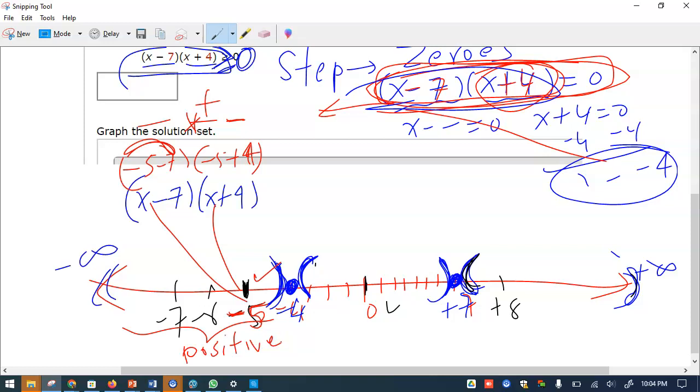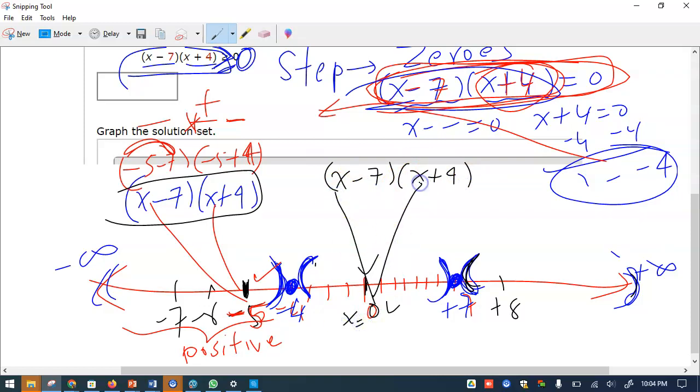Now next time we will plug in 0, this one, in the same equation. I'm going to write this again just to get an idea of what's happening. So x equals 0, you plug in right here. So you put a 0, you get minus 7 times 4, which is one negative and one positive. So it's going to be negative. So this interval is negative.